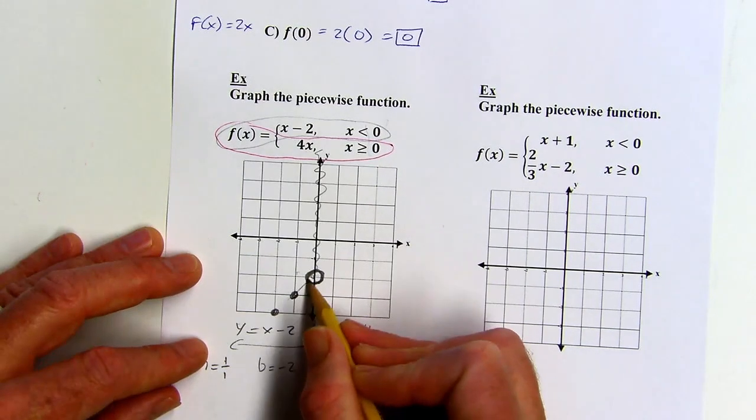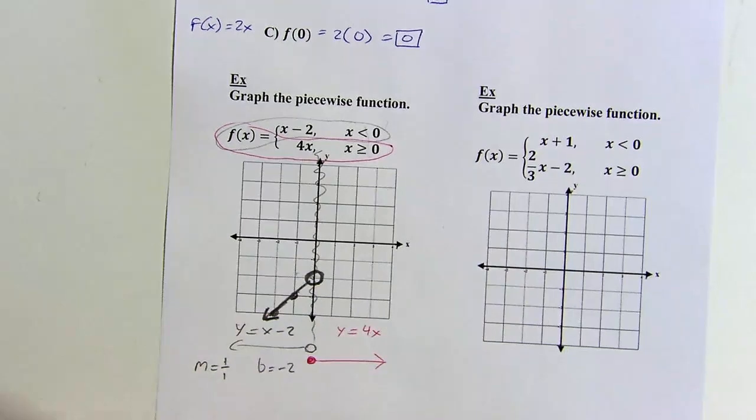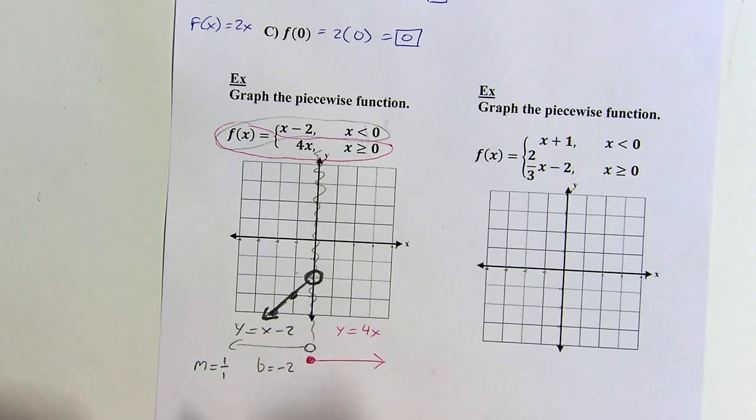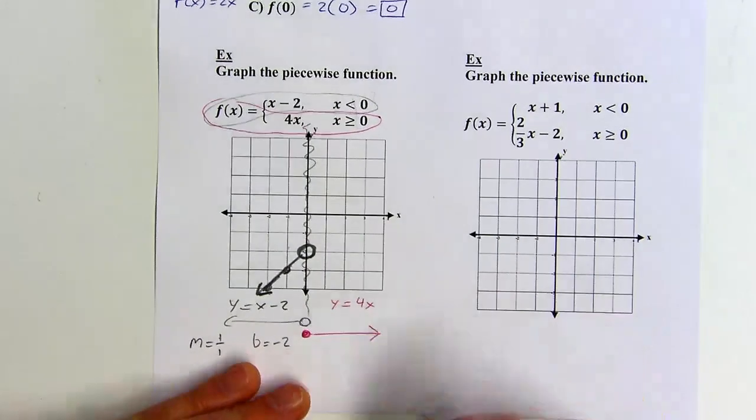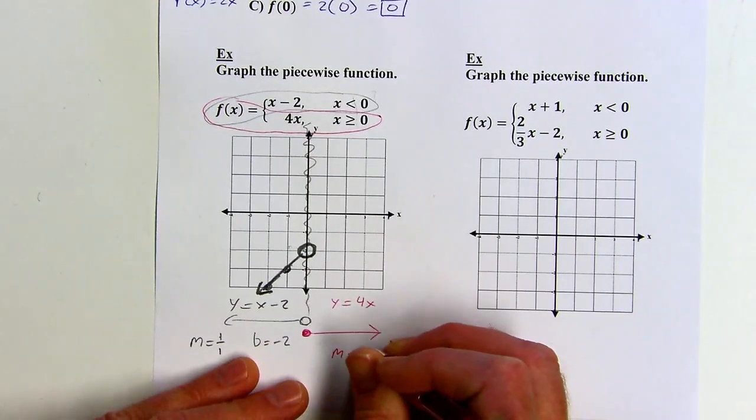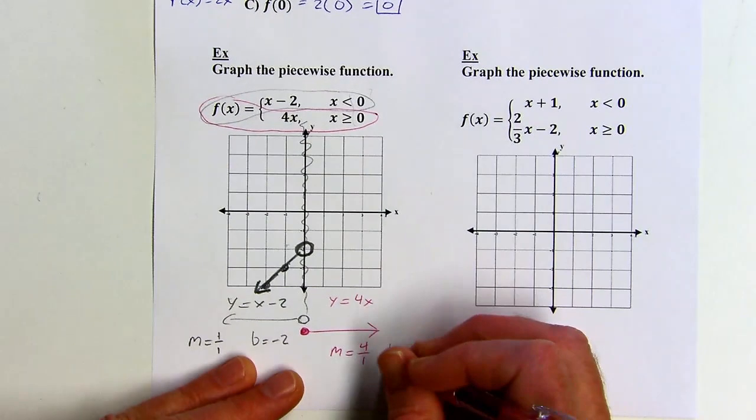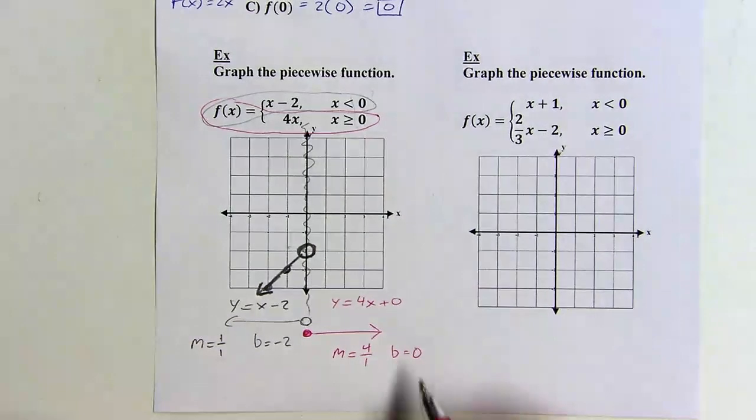But I'm only doing this part of the graph. Okay? So I've got an open dot there and an arrow going down to the left. On the right side of the graph, I'm using this function that I have in red pen. And here I have a slope of 4, or I could think of that as 4 over 1 if I write it as a fraction. And then there's nothing added to the end, so you could write a plus 0 there. So my y-intercept is 0, okay?